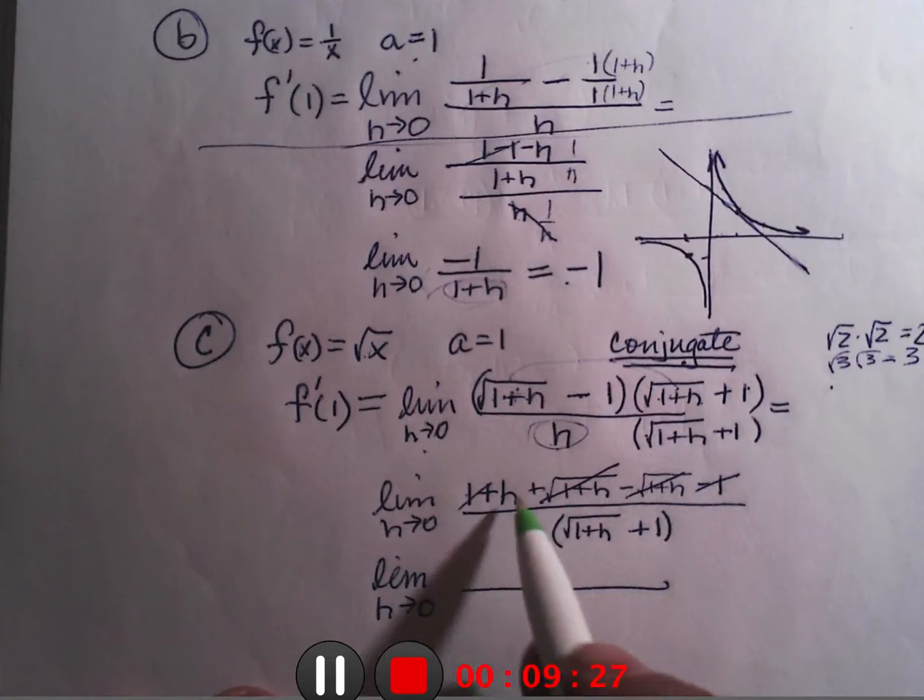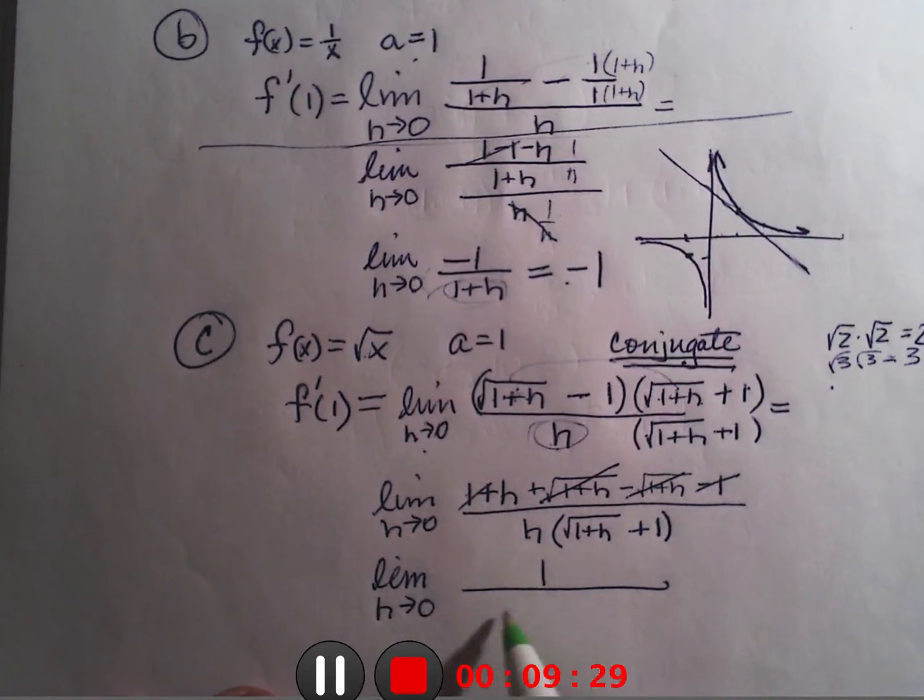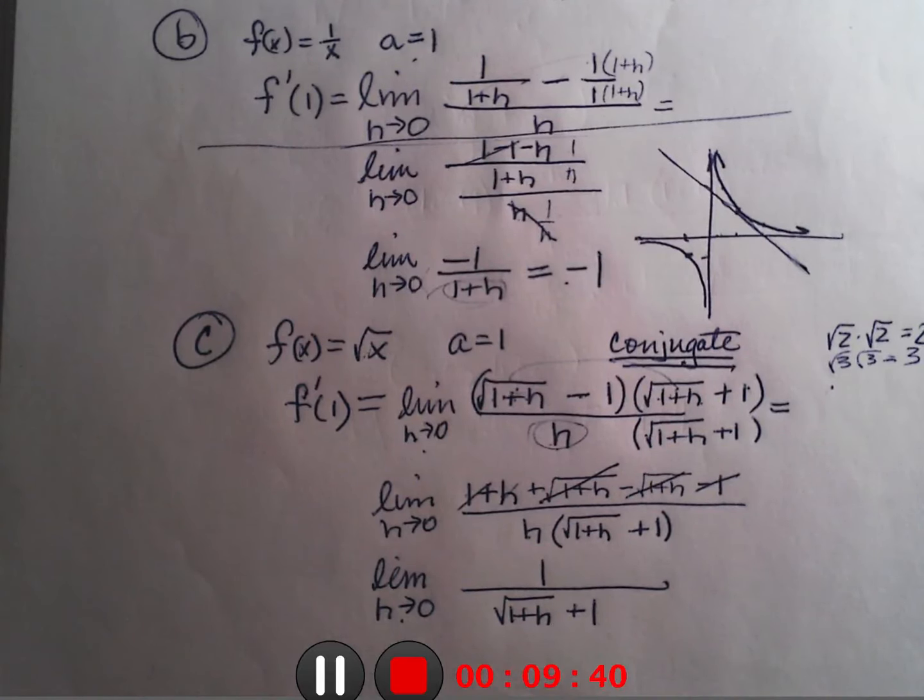1 over, these cancel, the square root of 1 plus h plus 1 as h gets small. Well, as h gets small, this gets closer and closer to the square root of 1, which is 1. So the denominator is 1 plus 1, 2. So I get 1 over 2, or 1 half.